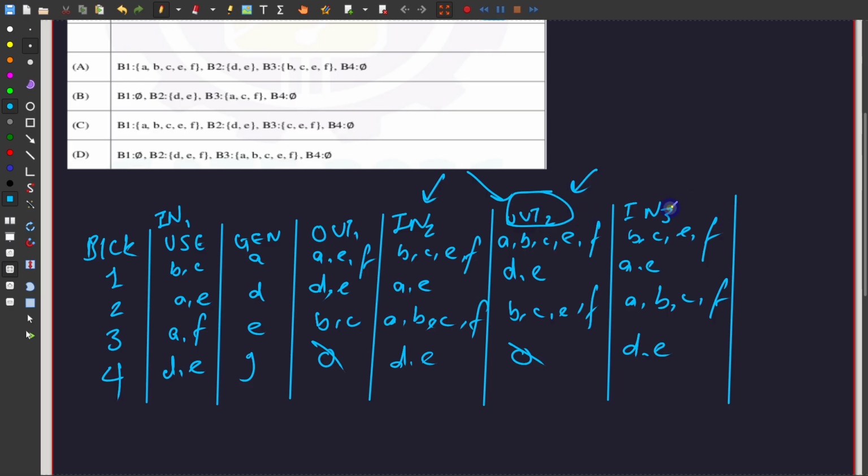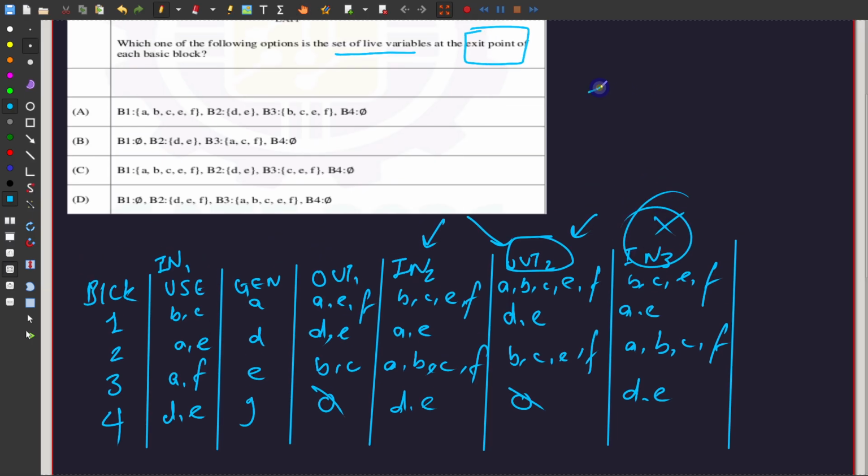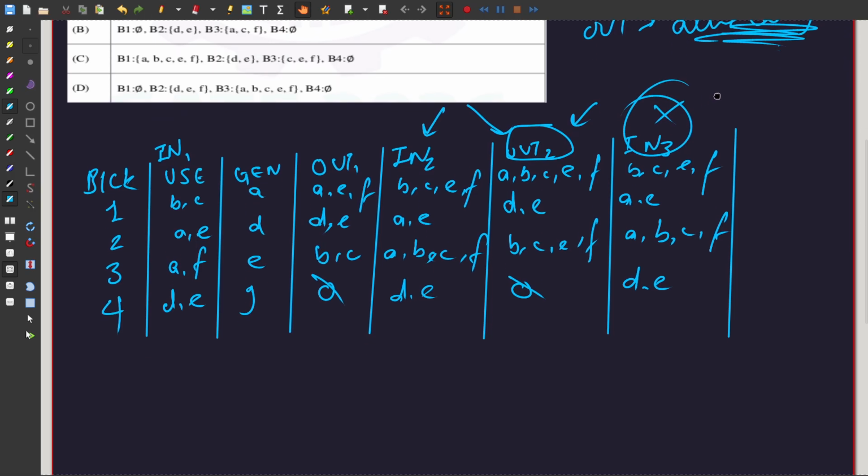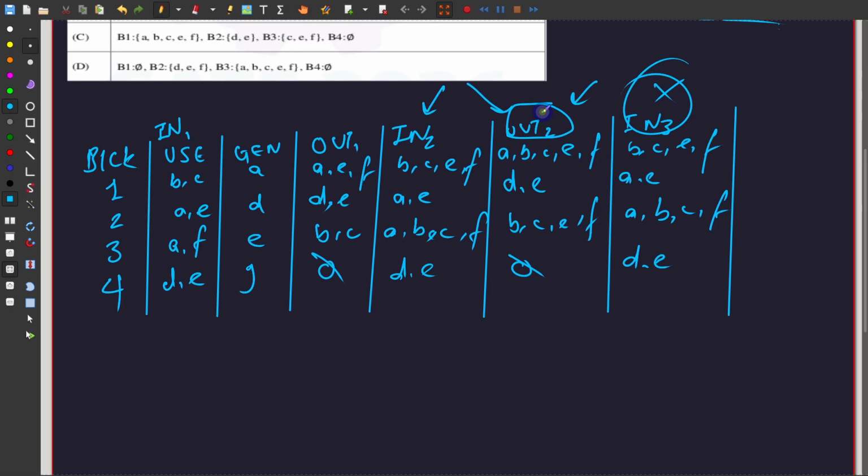So that is why in is in fact not the answer, because in is the set of variables that are alive in the block. Okay, out is the set of variables that are alive while exiting the block. Basically that is the difference here, that is the distinction that really matters. Okay, that is why we shall continue now.